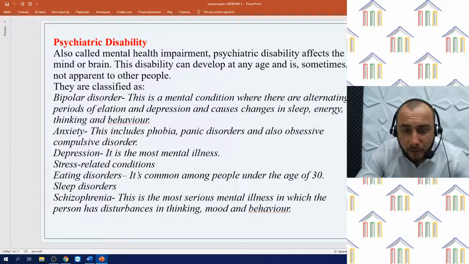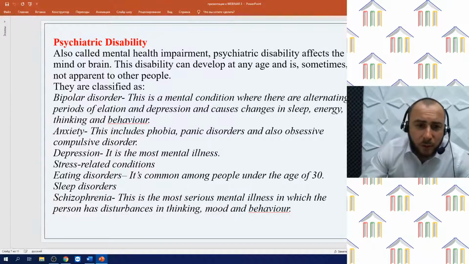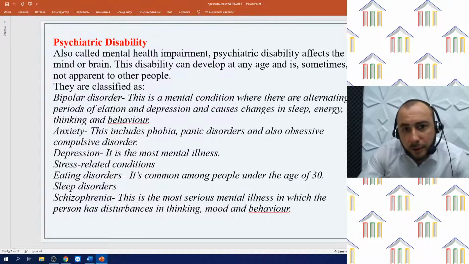Depression. This is the most common mental illness. Stress-related conditions. Stress-related conditions, eating disorders, it's common among people under the age of 30. Sleep disorders. Schizophrenia. This is the most serious mental illness in which the person has disturbances in thinking, mood, and behavior.